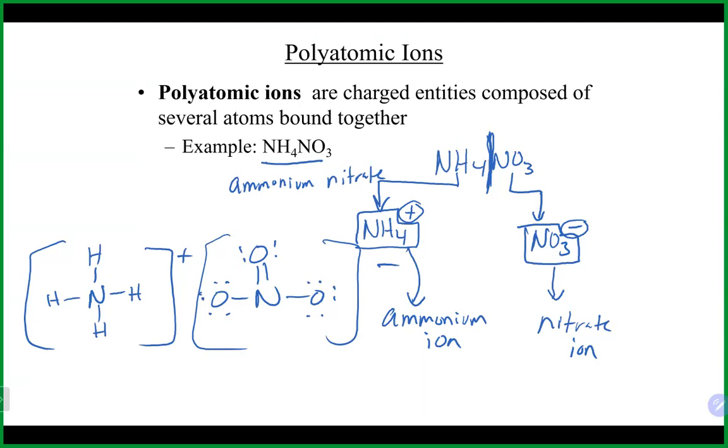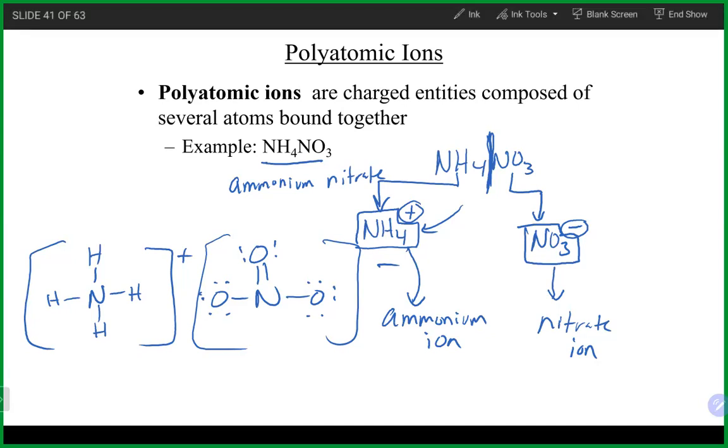Now, I will say that probably for the most part, this guy right here is one of the few positive polyatomic ions that you'll come across. There's a few others like hydronium and a couple others, but most of the time the polyatomic ions are negatively charged, which means what usually will happen when you have a polyatomic ion involved is it will really be a metal and a polyatomic ion.